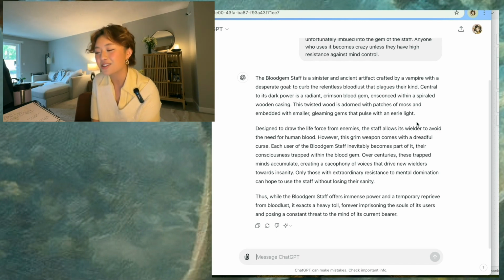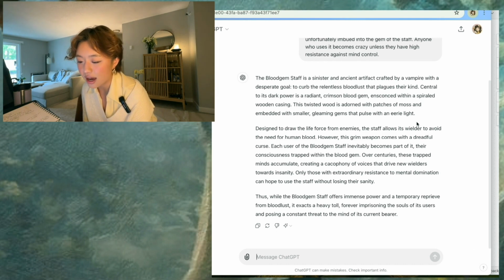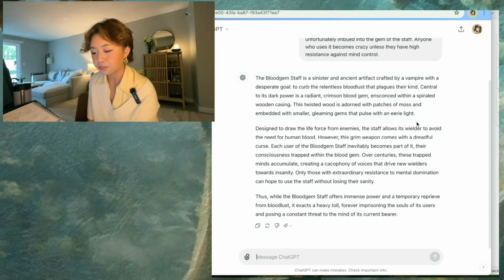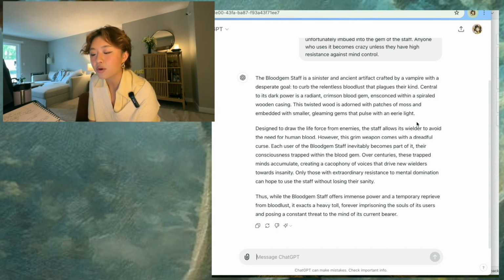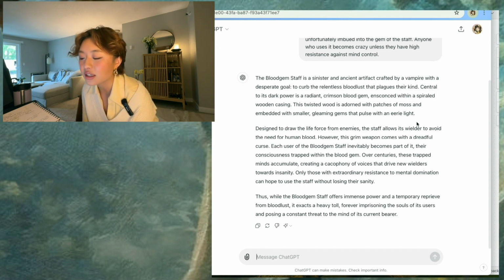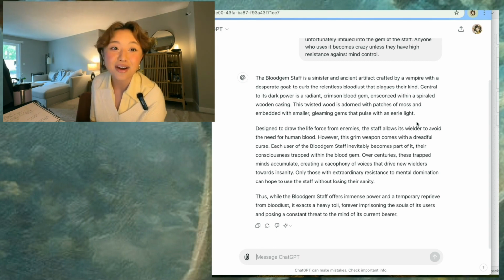Only those with extraordinary resistance to mental domination can hope to use the staff without losing their sanity. Thus, while the Blood Gem Staff offers immense power and a temporary reprieve from bloodlust, it exacts a heavy toll, forever imprisoning the souls of its users and posing a constant threat to the mind of its current bearer.